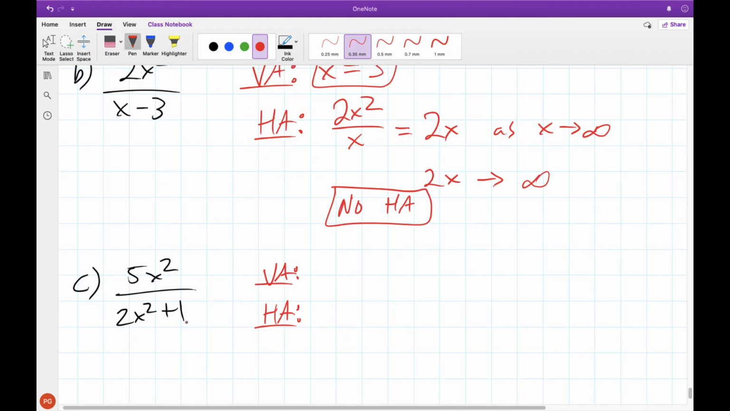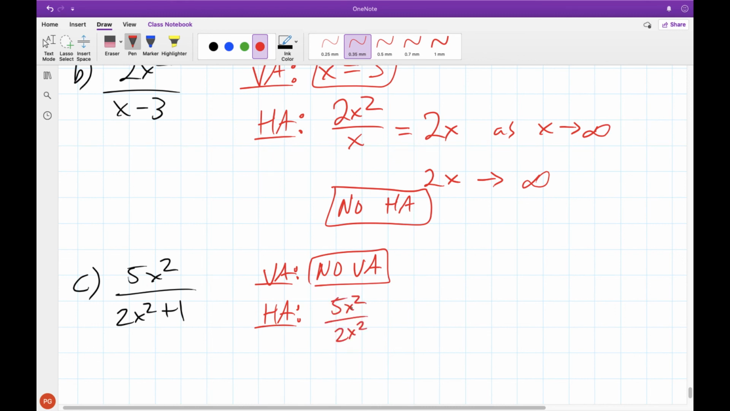For our last example here, if we want to find our vertical asymptotes, we want to find where this bottom is equal to 0. If you try and factor this, what you'll find is that there's no values here where this is going to be equal to 0. This can't be factored. Because it can't be factored, there's no values of x that will make this 0, so there's no vertical asymptotes.